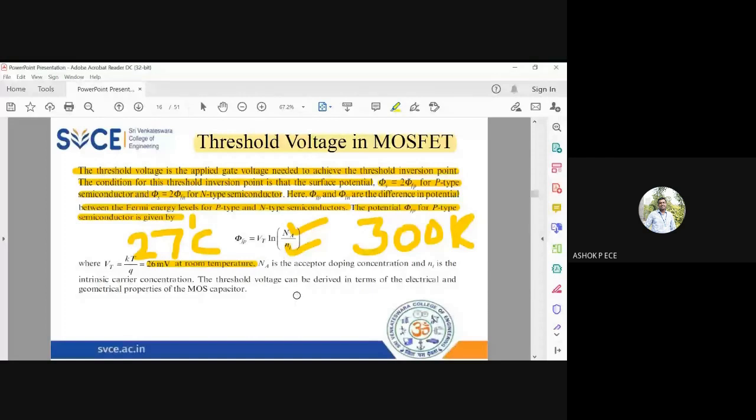Now, the threshold voltage can be derived based on the electrical and geometrical properties of the MOS capacitor. I told you in MOS, we have 3 layers: metal, oxide, semiconductor, and this gives rise to what is called a capacitive effect. Because in metal and semiconductor, you have exactly opposite charges induced, and the oxide layer is going to act like an insulator, correct? So MOSFET can be modeled as a capacitor.